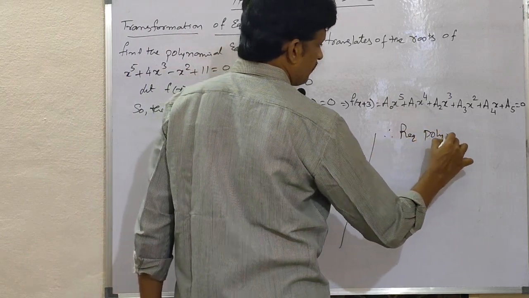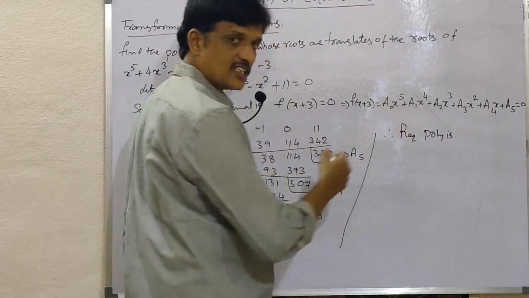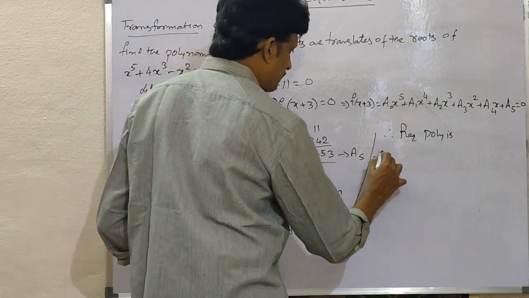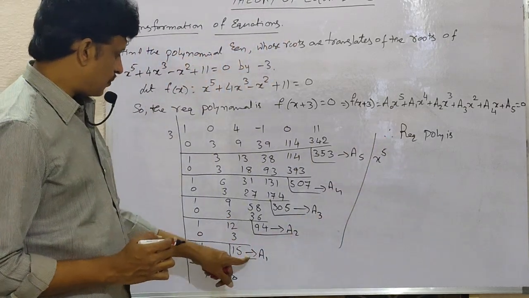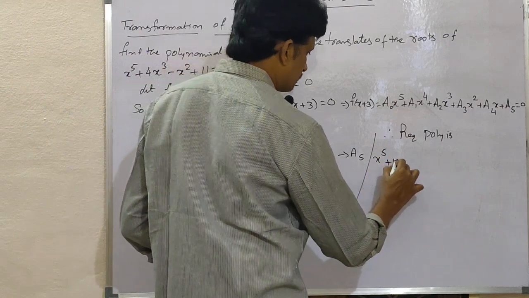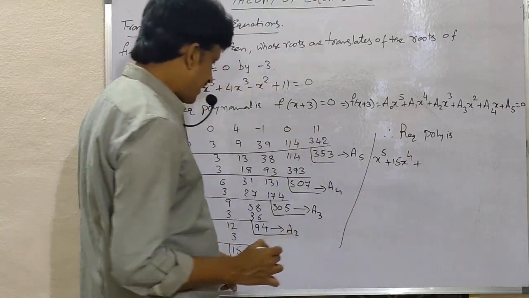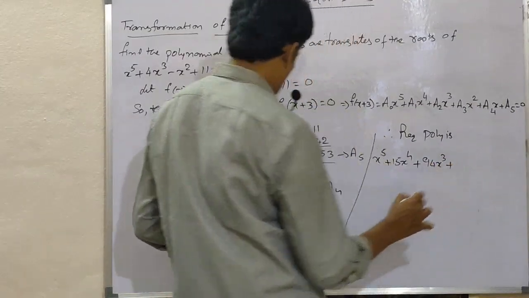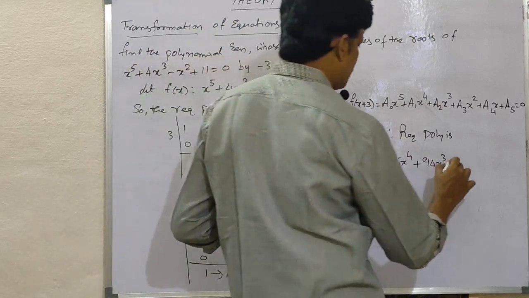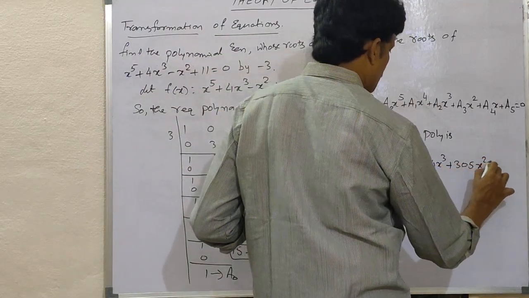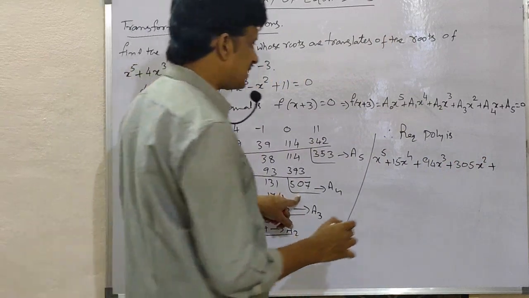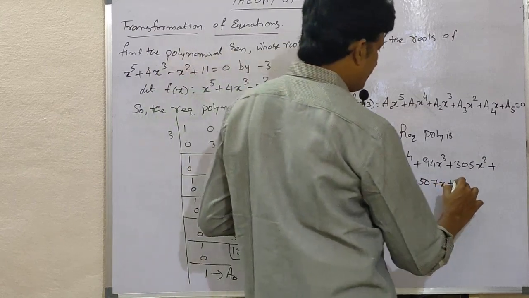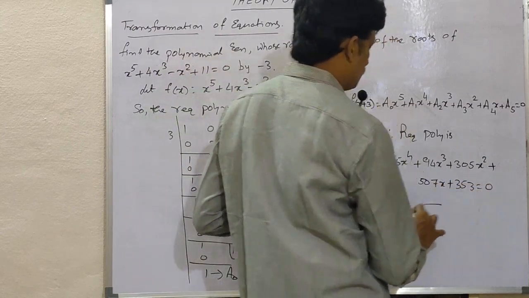f of x plus 3, that is what I am writing. a naught x power 5, where a naught is 1. So 1 into x power 5 plus a1 x power 4, that is plus 15 x power 4, plus a2, that is 94 x cube, plus 305 x square, plus 507x, plus 353 equal to 0. That is the required part.